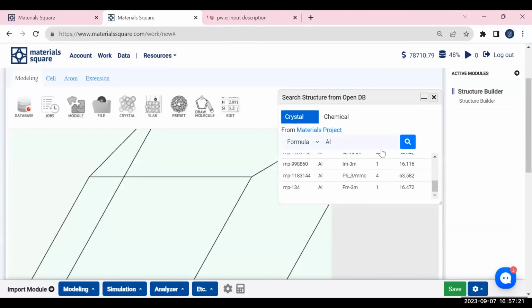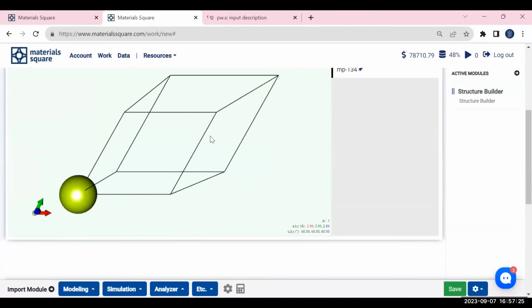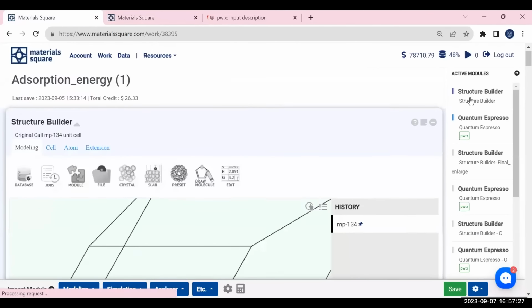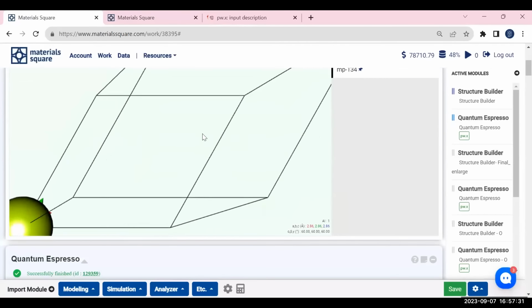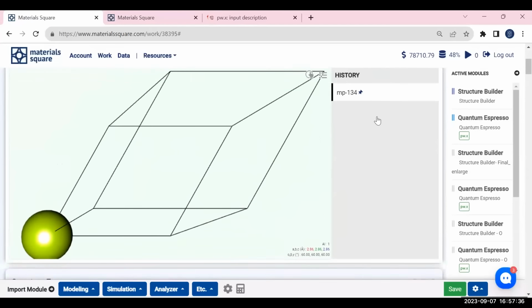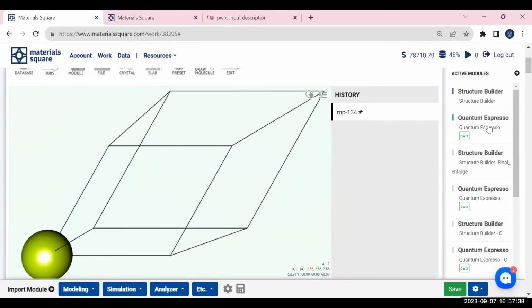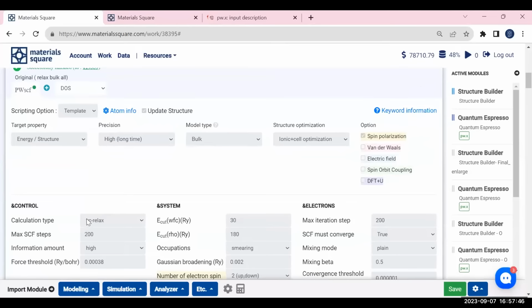I think I picked this one in my previous case, so let's check it here. This is my structure builder. It was MP134, okay? This is my unit cell. The first step is to do an SCF calculation. I have assumed my structure is bulk, so we have to do a full VC relax. Maybe I have shown you this one, okay?